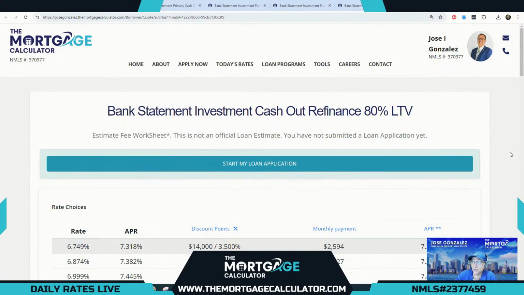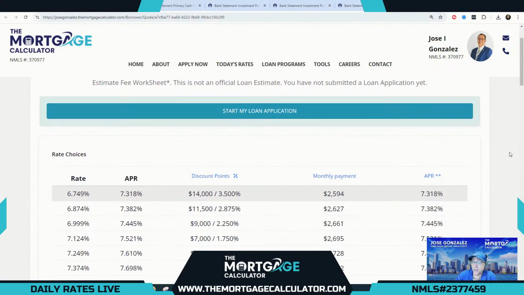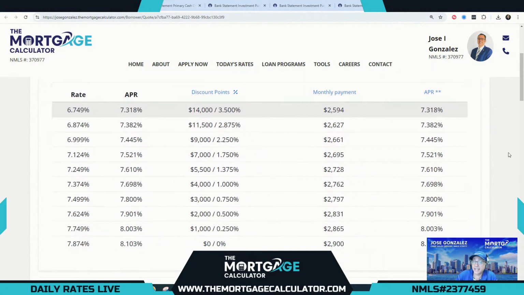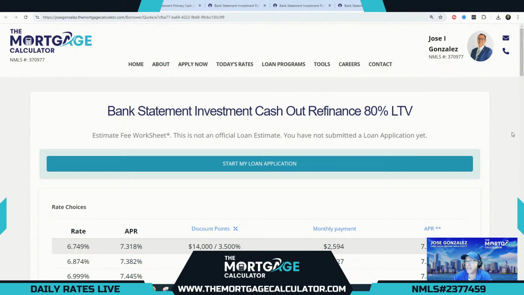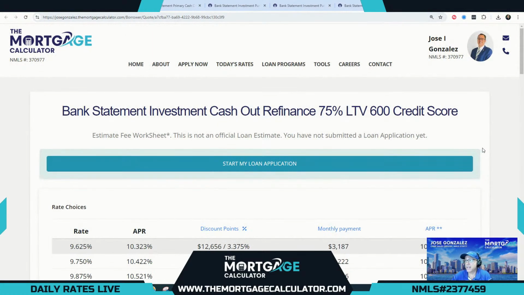Investment cash out, great news, is also 80% LTV max. You're looking at 7.874 as our lowest cost option at par, and you can buy that down to 6.749 lowest rate option at a cost of 3.5 points. And these are amazing rates when you consider this is 80% LTV cash out bank statement, and you're looking at agency rates.